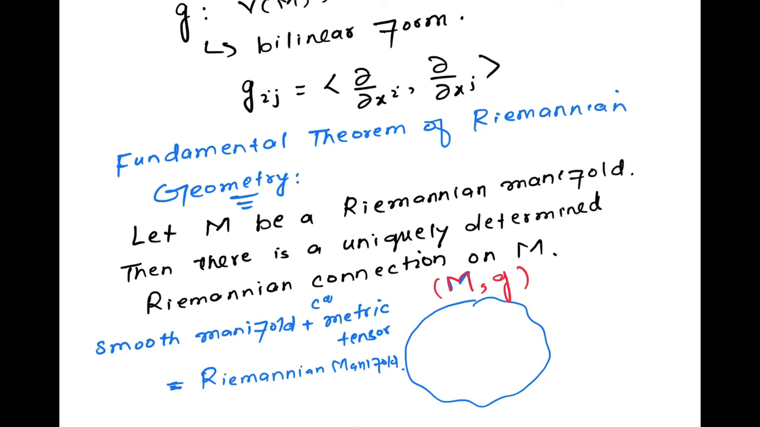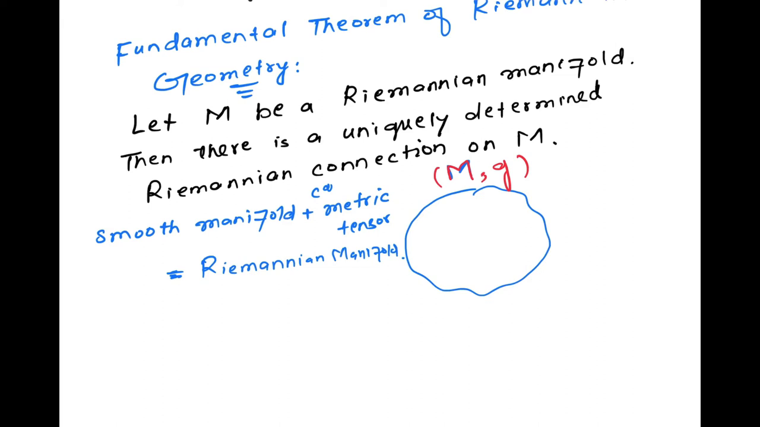And there is also a theorem in the theory of manifolds that every smooth manifold has a Riemannian metric. For every smooth manifold, you can define a C infinity metric tensor. So if you have a smooth manifold, that is automatically a Riemannian manifold, you just need to define a metric tensor on it. Once you specify a metric tensor, then this is called a Riemannian manifold. Now if we have a Riemannian manifold, which means a smooth manifold along with a metric tensor, then for this we will have a unique connection del X Y.